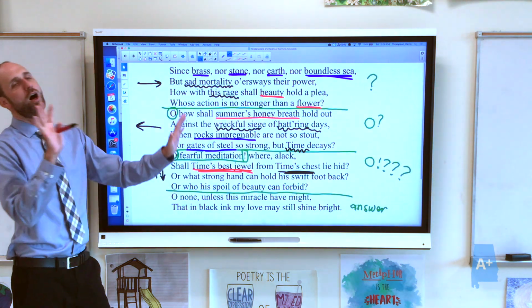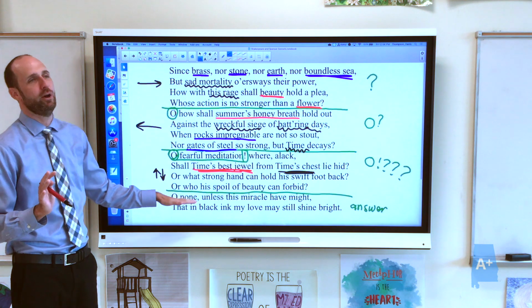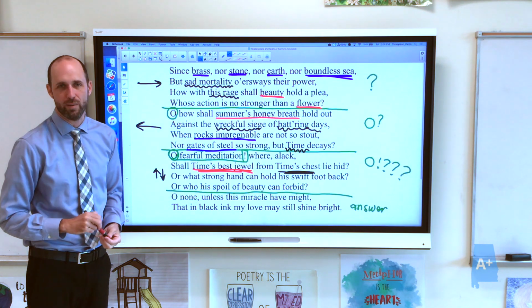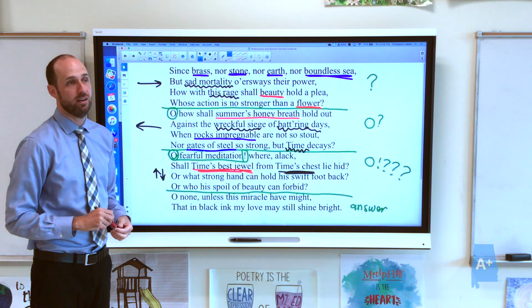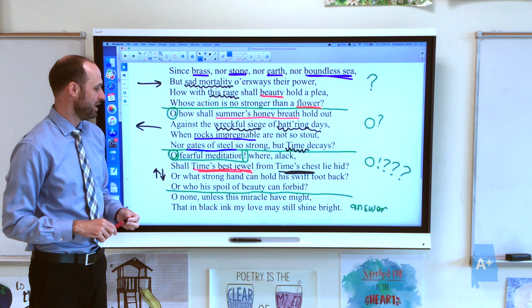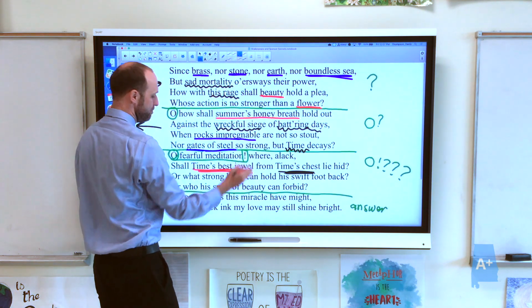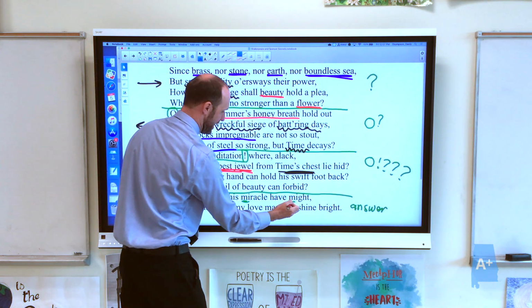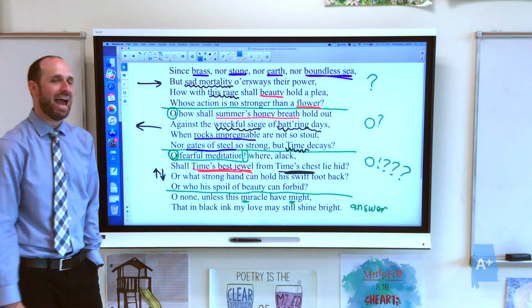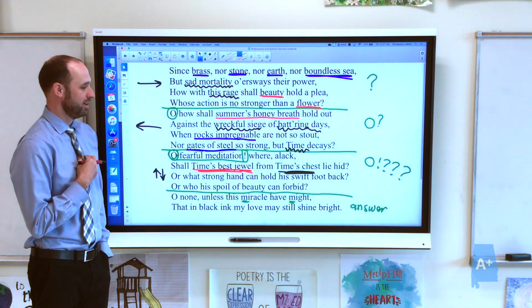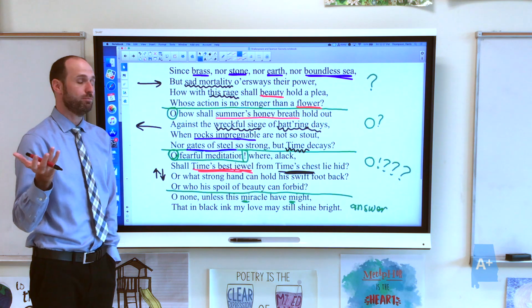Shakespeare sort of like almost backs off, like all this was a pose. I didn't even need to worry about it. He says, oh, none. Nobody can stop time. Unless this miracle of mine have might, that in black ink my love may still shine bright.